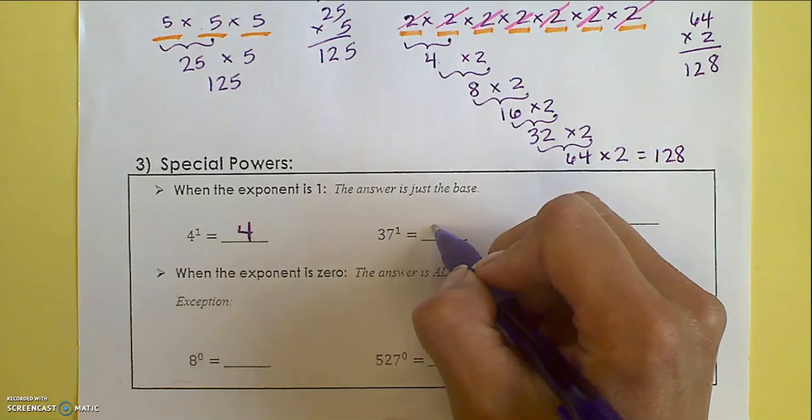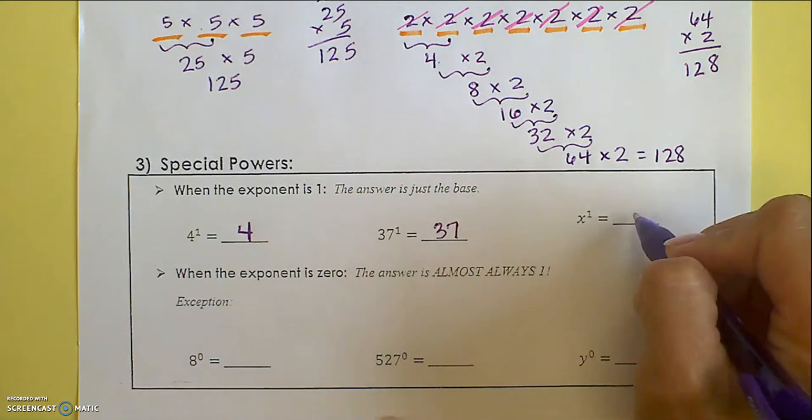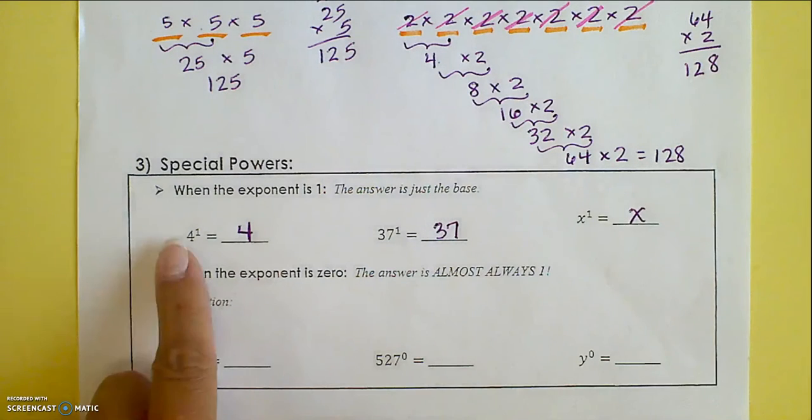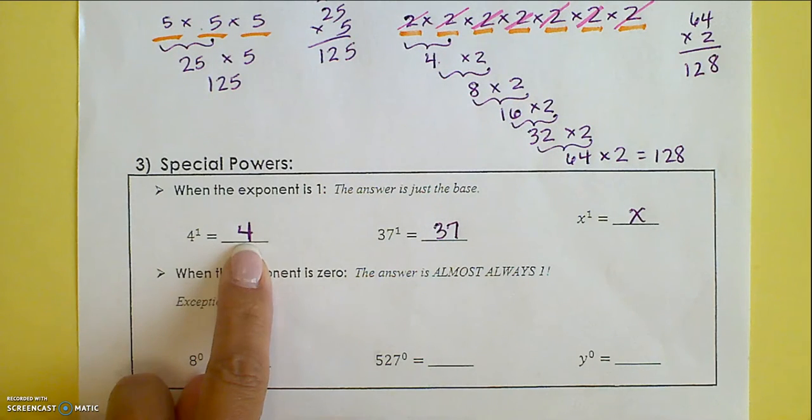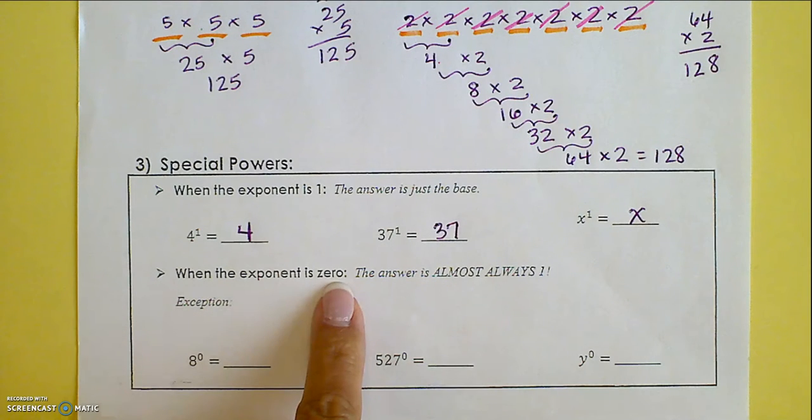37 to the first is 37. And x to the first, so a variable to the first, is just x, is itself. So whatever number to the first power is always just that number. Now, let's take a look when the exponent is 0.